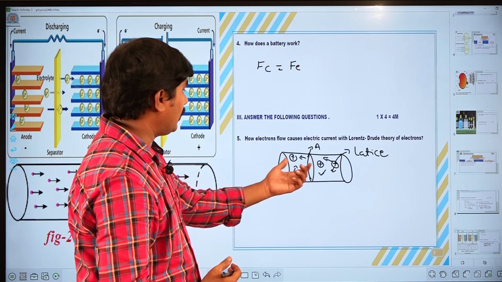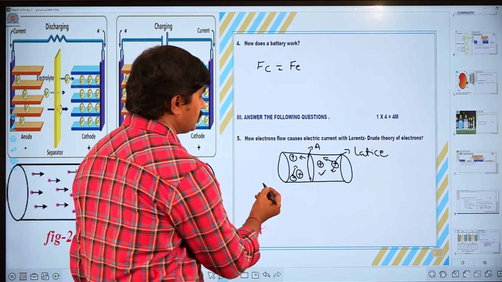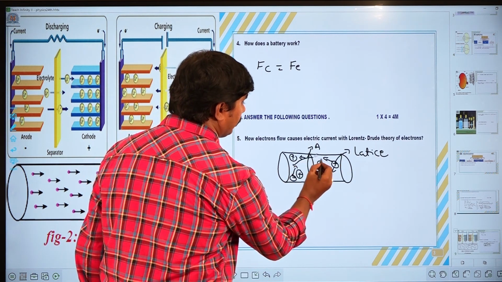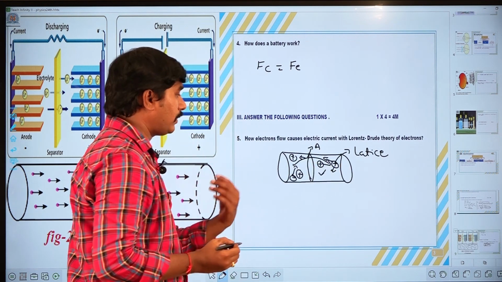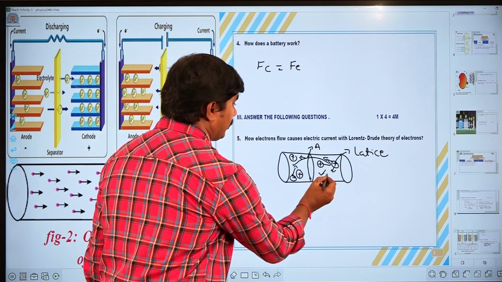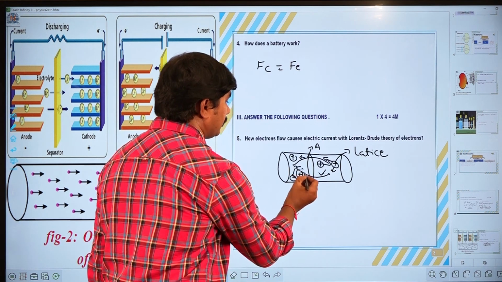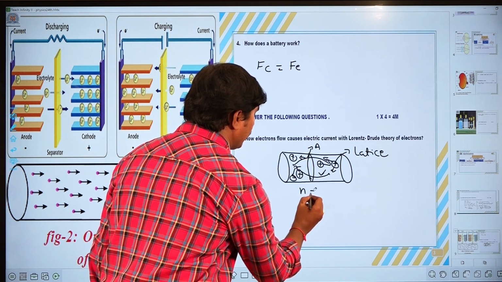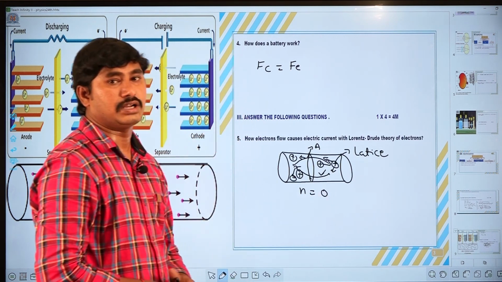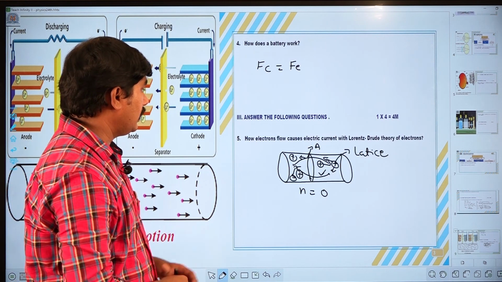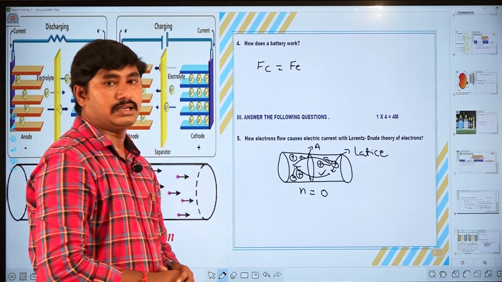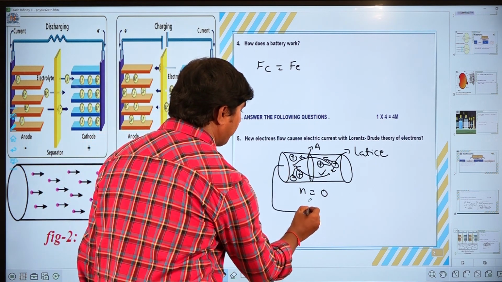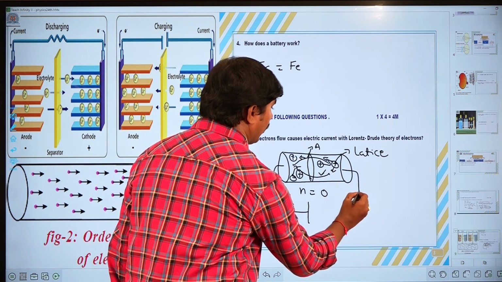Then we observe how many electrons are moving through a particular unit area of cross section. The number of electrons moving from left to right is equal to the number of electrons moving from right to left. So, finally, in the open circuit, the net charge is 0. Next, we connect the two ends of the copper wire or any metal wire with a battery and a bulb.